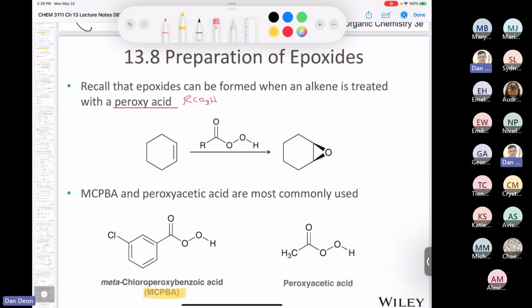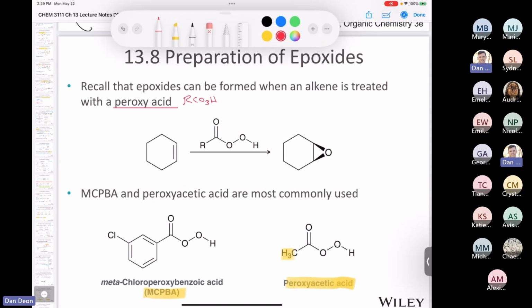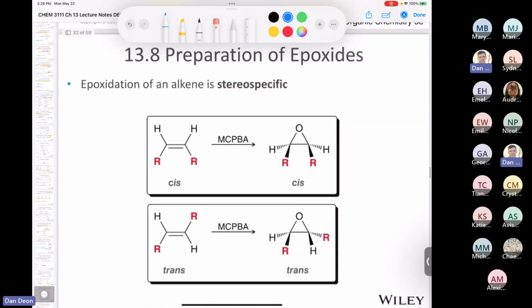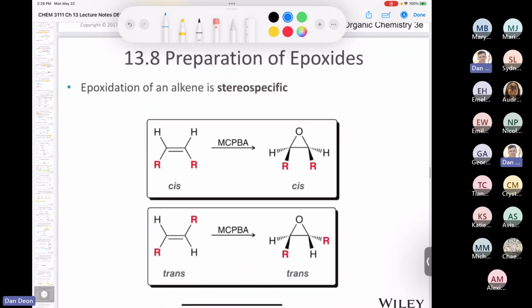MCPBA is the classic one you learned in organic chemistry 1, but there is another one. If your R group is just a methyl group, we call that peroxyacetic acid. Both work extremely well. You do not have to know the mechanism of the epoxidation. I'm going to write in here "will not ask mechanism." I'm not going to ask it of you, but it is shown in the textbook.